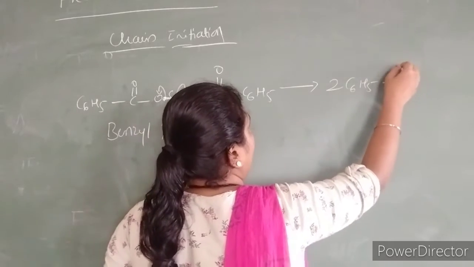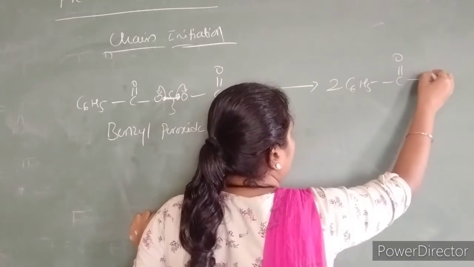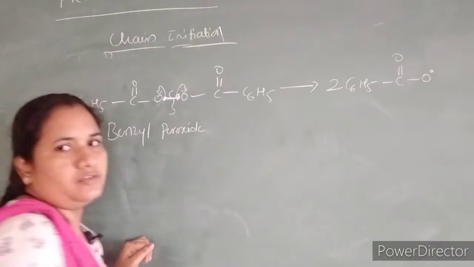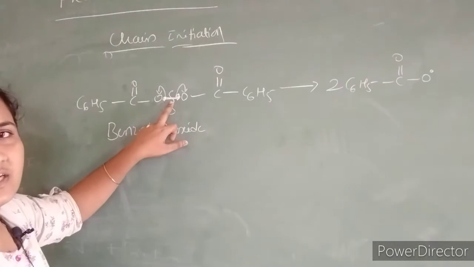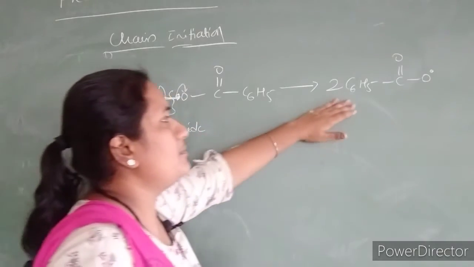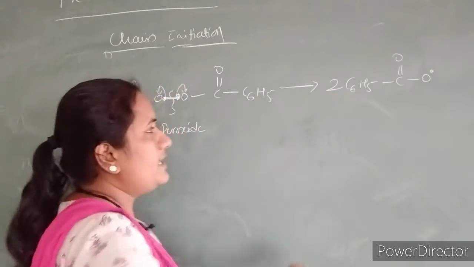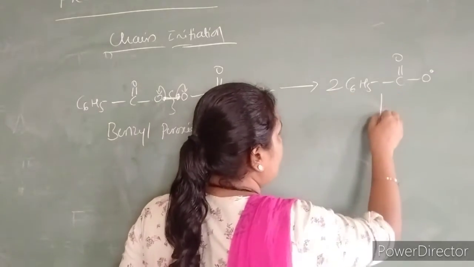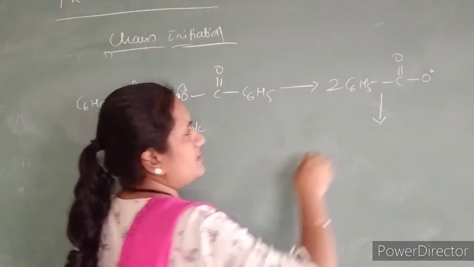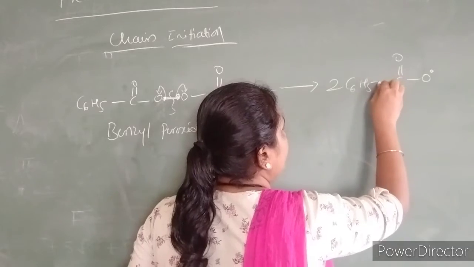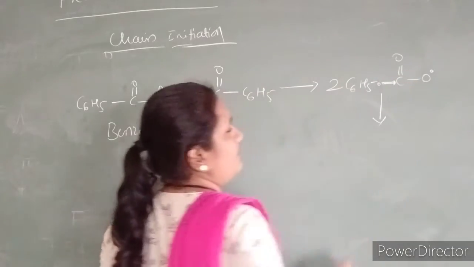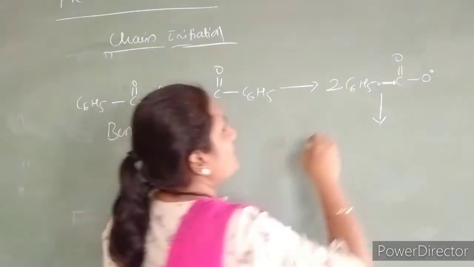Now we can write 2 C6H5 C double bond O, and O should carry one electron. So that is called a free radical. Due to the rupturing of this bond, we get the formation of two free radicals, and these will undergo cleavage again. The bond which is present between the phenyl and this carbonyl carbon should again undergo cleavage.